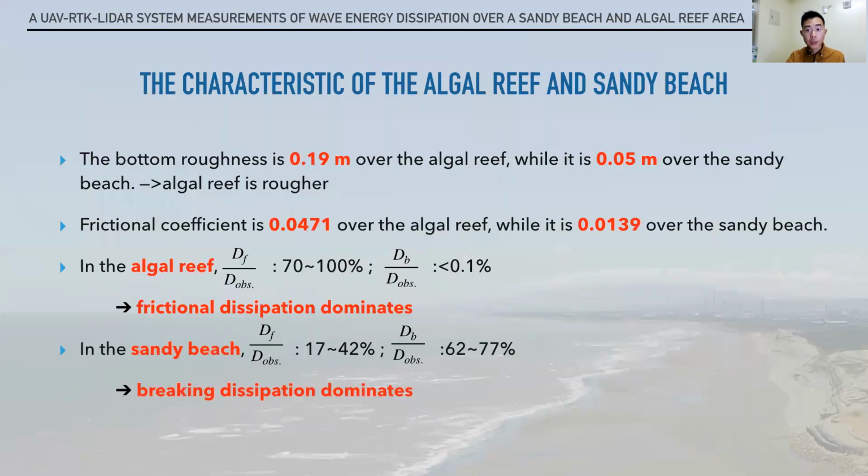The characteristics of the two areas are shown here: 90 centimeters is the bottom roughness of the algal reef and 5 centimeters is the sandy beach. The bottom roughness is much rougher on the algal reef, so the frictional dissipation dominates over here. And here in the sandy beach area it is very smooth. The wave breaking dominates here.